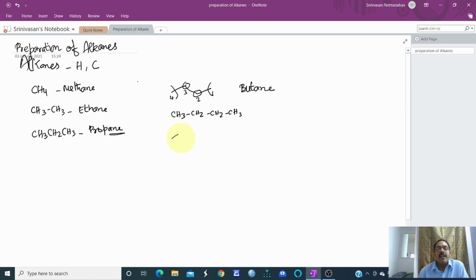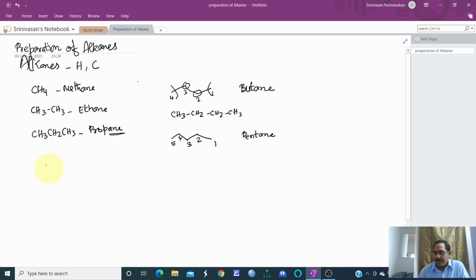So I'll extend it a little further in this way. Now how many carbon atoms do you have? 1, 2, 3, 4, 5. So we have 5 carbon atoms along with hydrogen. In the same way, this is then pentane. Likewise, it will keep going.